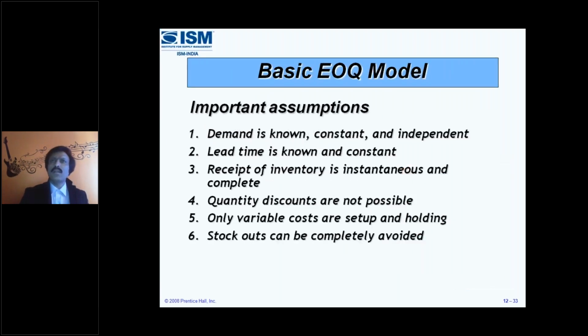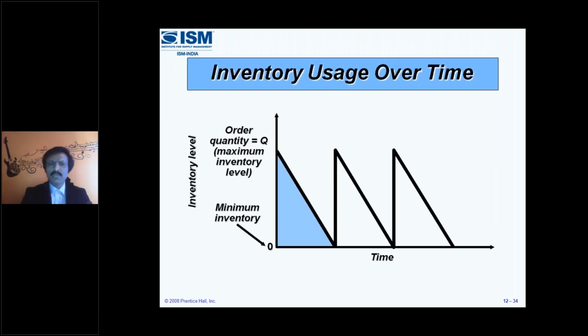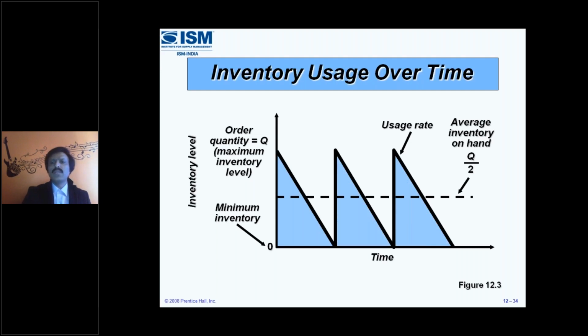And basic EOQ model, typically if we see the standard product manufacturing where the lead times are fixed, where disruptions in the supply chain are less, the quantity discounts are not available, and the receipt of inventory is instantaneous, there you can implement this EOQ model. It's a fairly stable graph, and see the inventory usage. If you see the time versus inventory level graph, you will see that it's fairly constant. You have a minimum inventory, you have a maximum inventory, and your usage rate is also fairly the same.